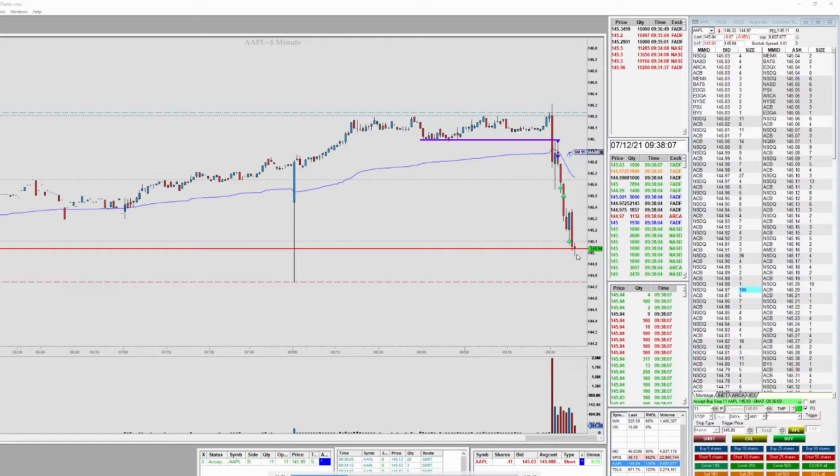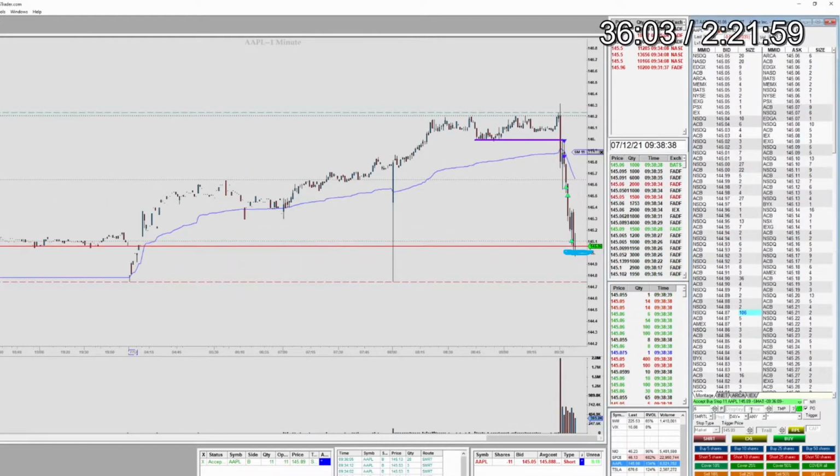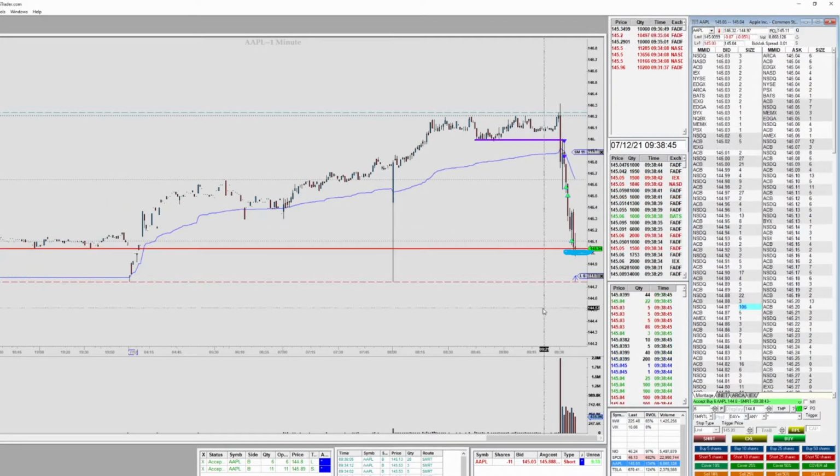We did get above it though. So for right now, this is support. However, it wasn't huge block orders yet, so it isn't necessarily major support just yet. And then we quickly start going back down.